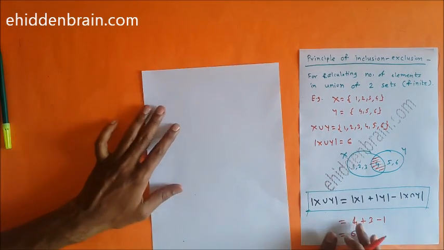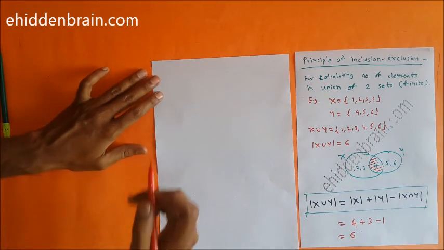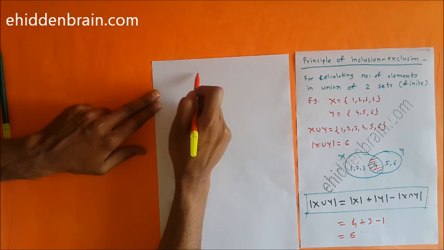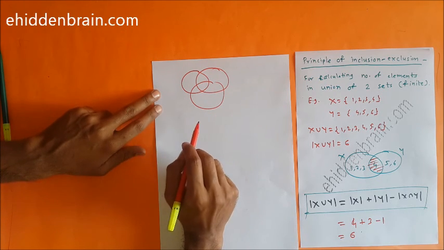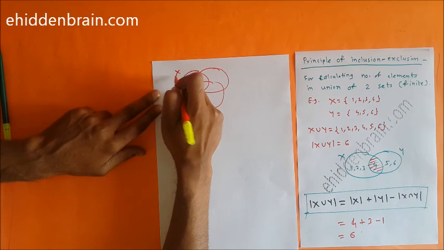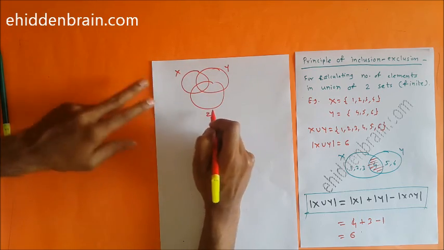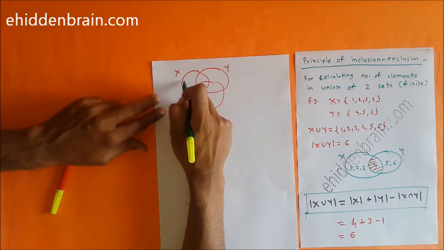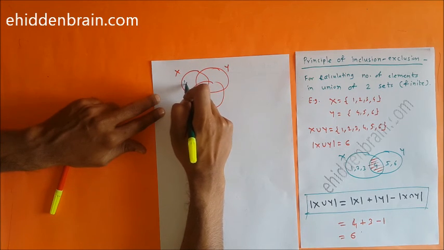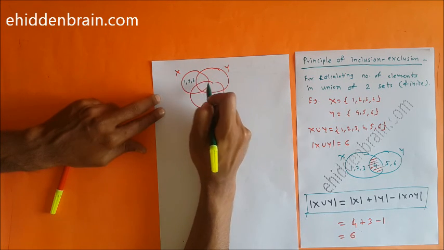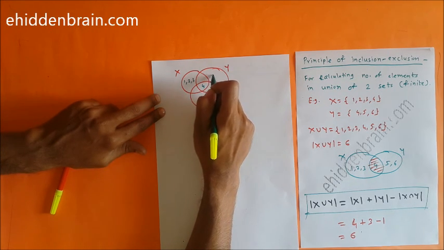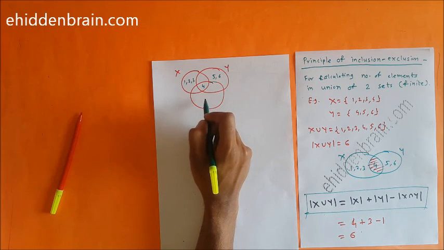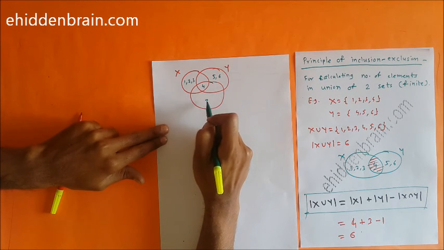Now the same technique will be used for 3 sets. So the principle of inclusion-exclusion for 3 sets: let's say these are 3 sets, and I call them x, y and z. There are some elements present. I can call them 1, 2, 3. Then let's say 4 is present in all, and then there is 5, 6 here, and then this set consists of 4 and 7.